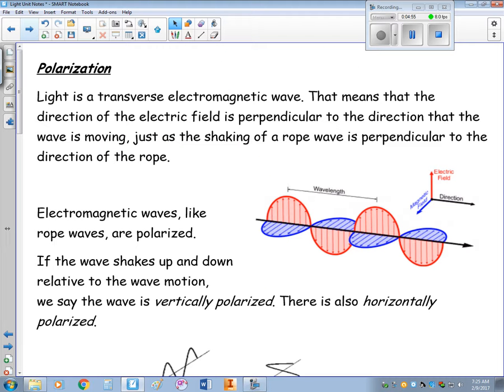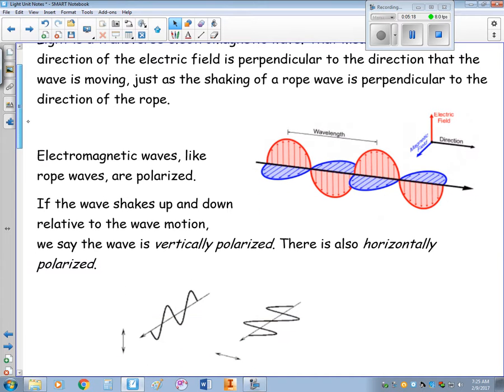Okay, the last topic I want to talk about is polarization. Light is a transverse electromagnetic wave. So what that means then is that the direction of the electric field is perpendicular to the direction that the wave is moving. Kind of like how you're shaking a rope is perpendicular to the direction of the wave along that rope. Electromagnetic waves, just like rope waves, are polarized.